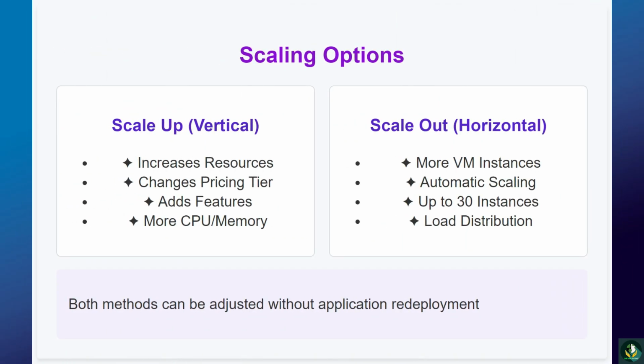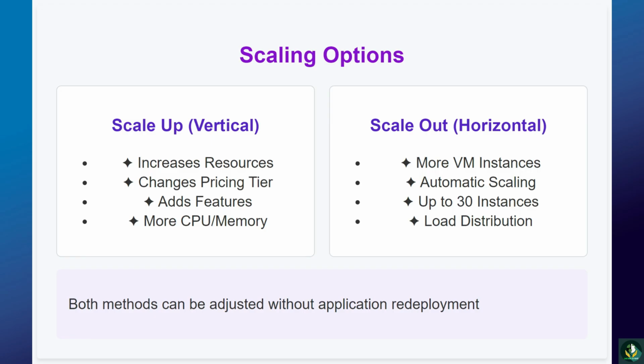Let's explore the powerful scaling capabilities of Azure App Service, which provide you with the flexibility to adapt your application's resources to meet changing demands. Understanding these scaling options is crucial for maintaining optimal performance while managing costs effectively. Azure App Service offers two primary scaling approaches: scaling up, vertical scaling, and scaling out, horizontal scaling. Each method serves different purposes and can be implemented either manually or automatically through autoscale features.